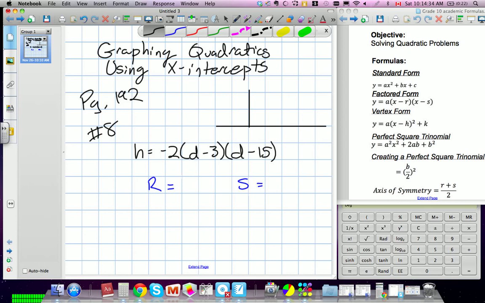Now, if there's a number in front of the variable, it's very different. It won't be that number at all. When you have to divide it, you have to do a little division on top. So in this case, you're right. It's going to be opposite. So we're going to have, say, R is 3 and S is 15.